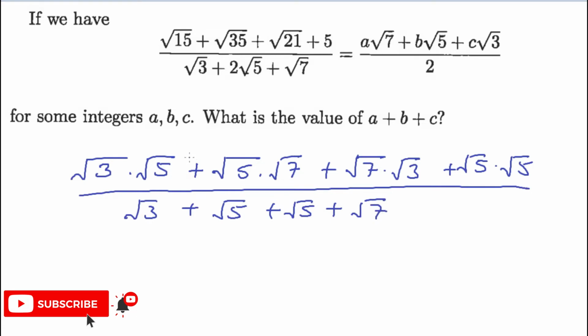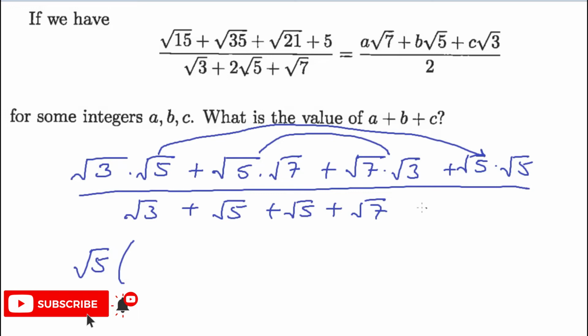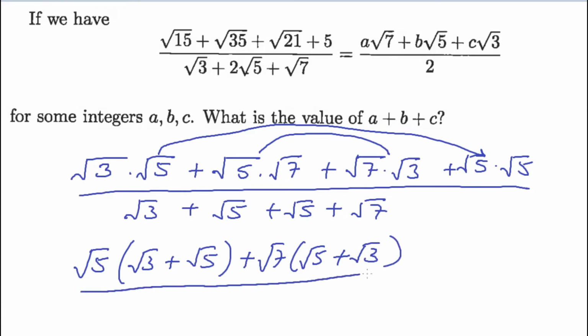Now in the numerator, if you think a little closely, these two have something common, and these two also have something common. So let's take out the common thing, which is root 5, and root 3 plus root 5 is left. And here there is a common content which is root 7. So what is left? Root 3 plus root 5, or root 5 plus root 3, you can write either. In the denominator we write things the way it is because it resembles the numerator part.